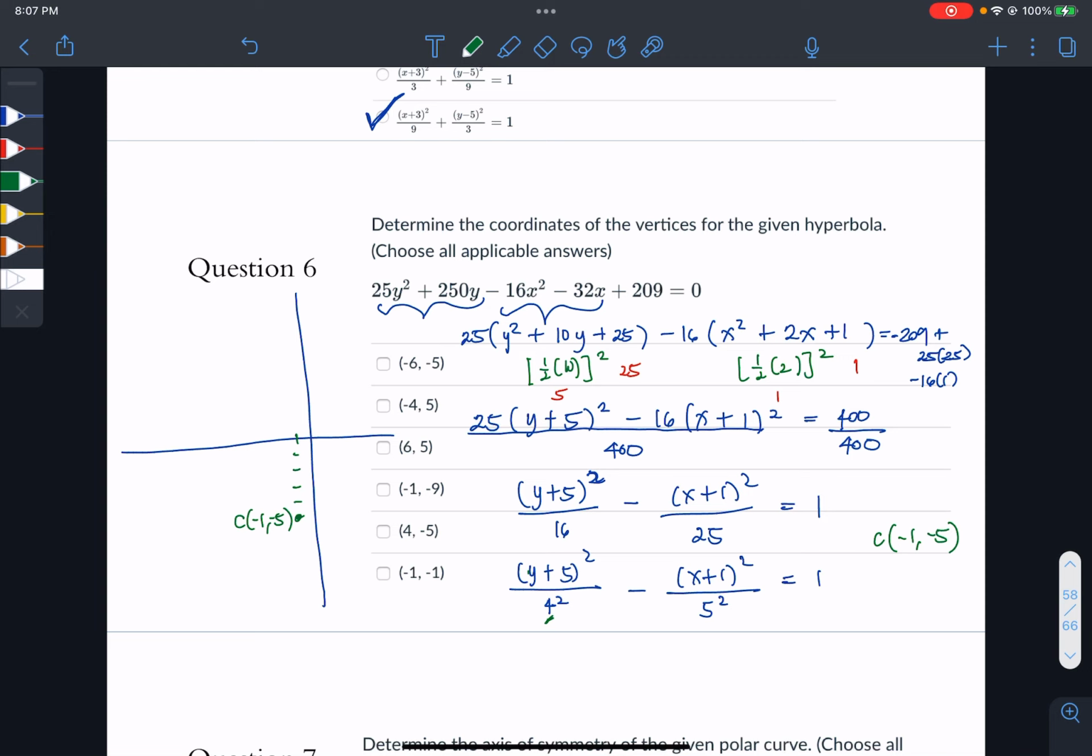So, which is 4 units. Yung unang vertex natin is 4 units above the center. Yung isa naman, 4 units below the center. So, 4 units above: 1, 2, 3, 4. So, which is this one. Yung unang vertex natin yan would be negative 1, negative 5, negative 4, negative 3, negative 2, negative 1. So, negative 1 and negative 1.